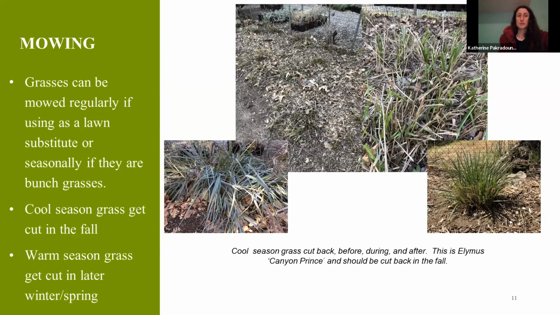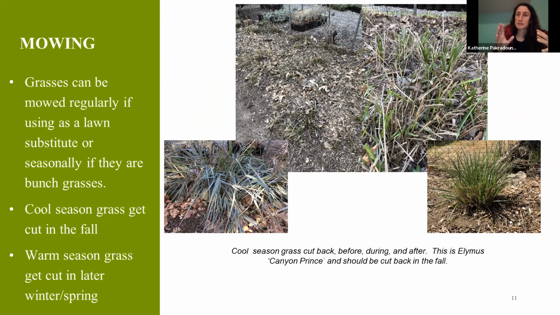So grasses, you can mow them regularly if they're a lawn substitute, but if they're a perennial bunch grass, meaning it has this point of origin where it forms this tuft or clump, then those you would coppice. So we would cut those down in their off season. So cool season grasses would get cut in the fall, warm season grasses get cut in the late winter or spring. So you want to cut them before their season for growing.